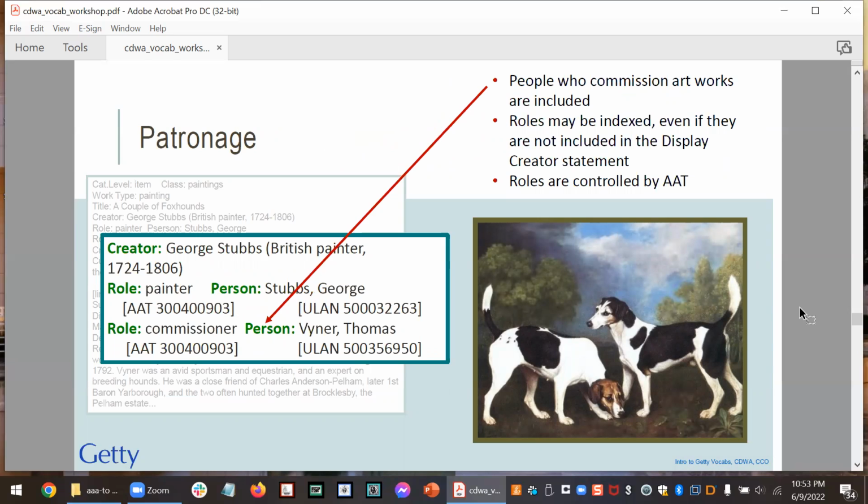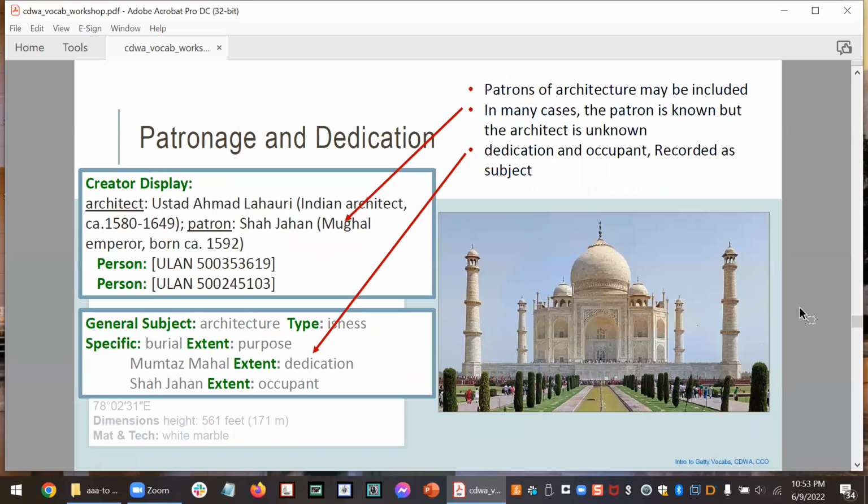You might include important patrons, in this case, the commissioner for this painting. It's not included in the display. Maybe you just wanted to show your users George Stubbs, but then index the commissioner.